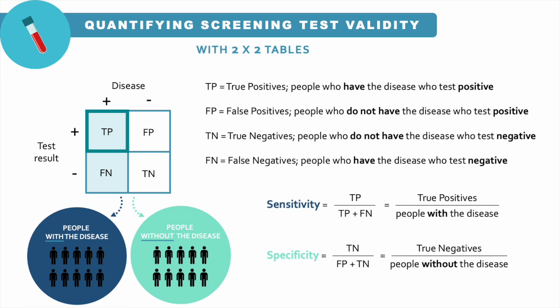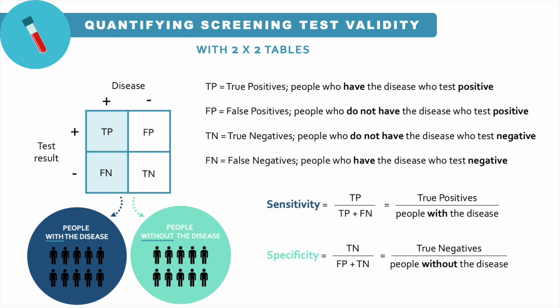True positives are the people who actually have the disease who test positive. False positives are the people who do not have the disease who test positive. True negatives are the people who do not have the disease who test negative. False negatives are the people who have the disease who test negative.